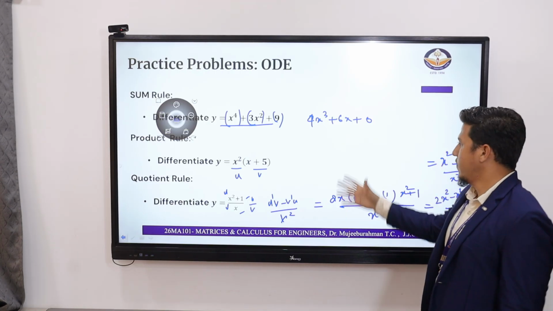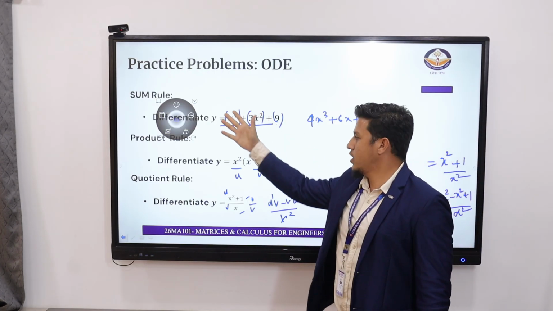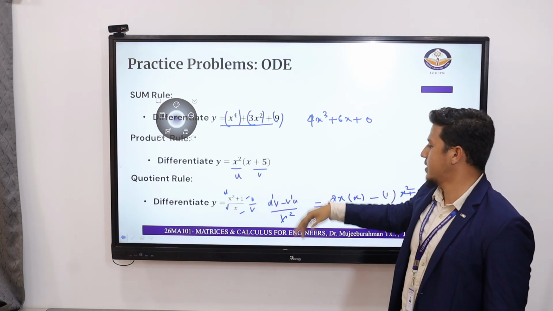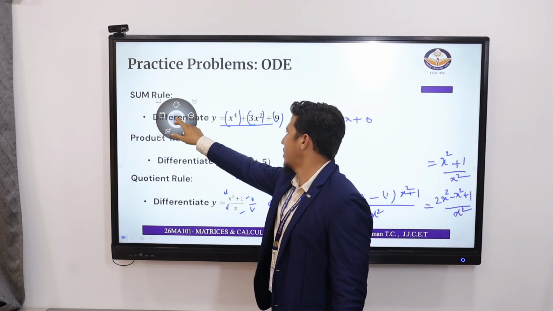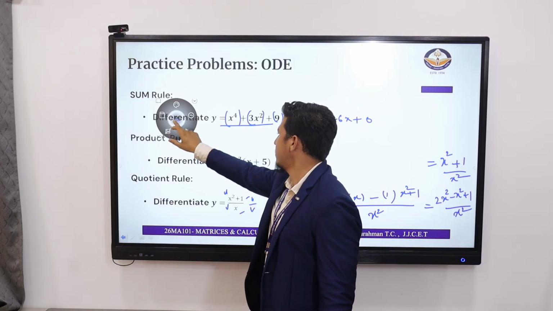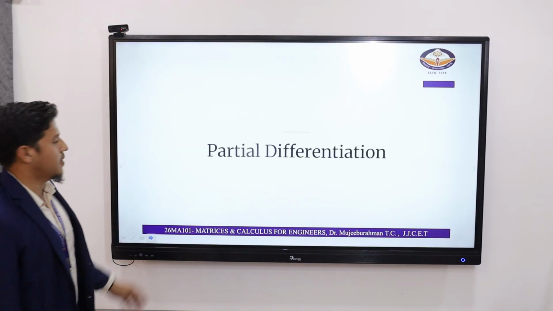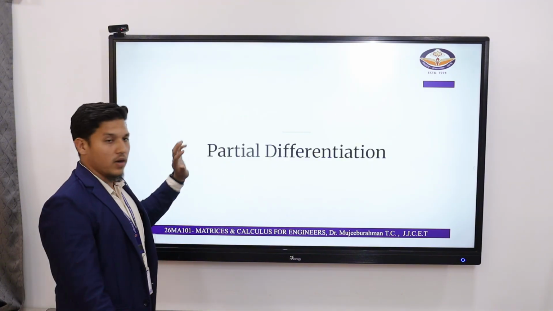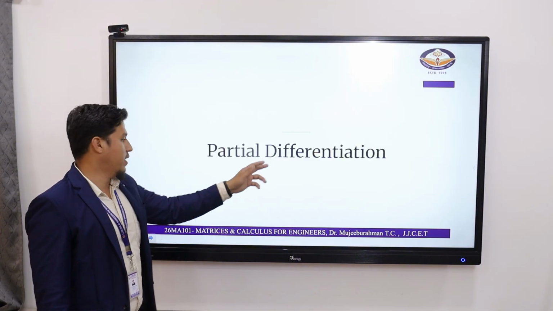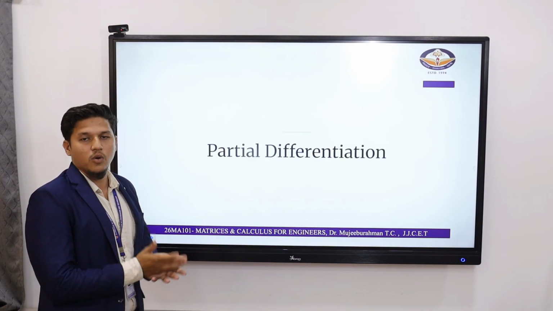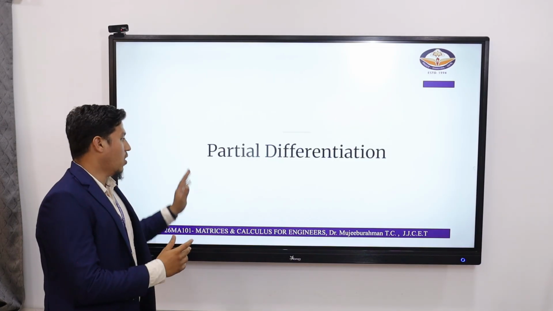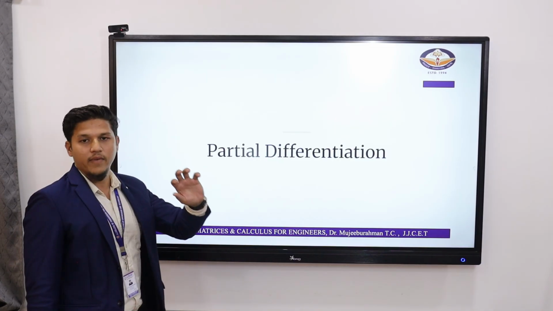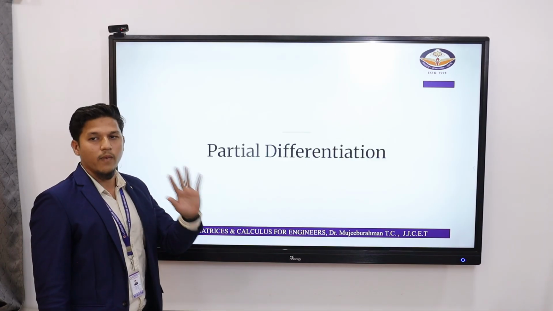Understood? So this is how we explain the three important rules for understanding ordinary differentiation. Okay? So we move on to the next topic, which is partial differentiation. Ordinary we already discussed. Now we are going into partial differentiation. So what is the difference? Already we said ordinary differentiation is when you are differentiating only one variable.